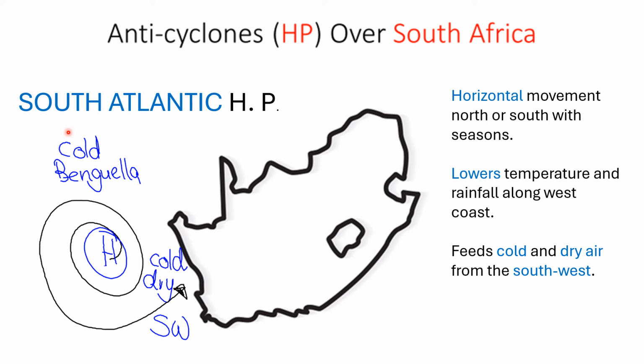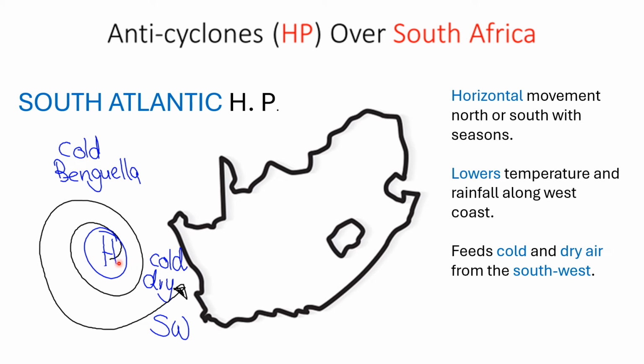The South Atlantic high pressure is located over the Atlantic Ocean, where there is the presence of the cold Benguela current. When an air mass moves over a cold body of water, it takes on the characteristics of that body. Therefore, air coming off the Atlantic Ocean and air associated with the South Atlantic high pressure brings cold, dry conditions to the west coast of South Africa.